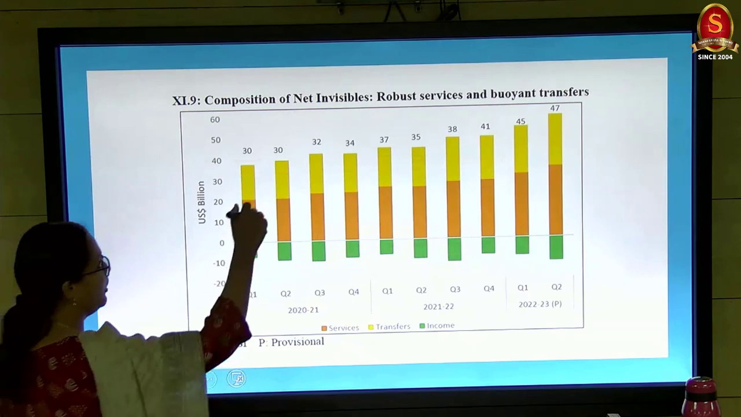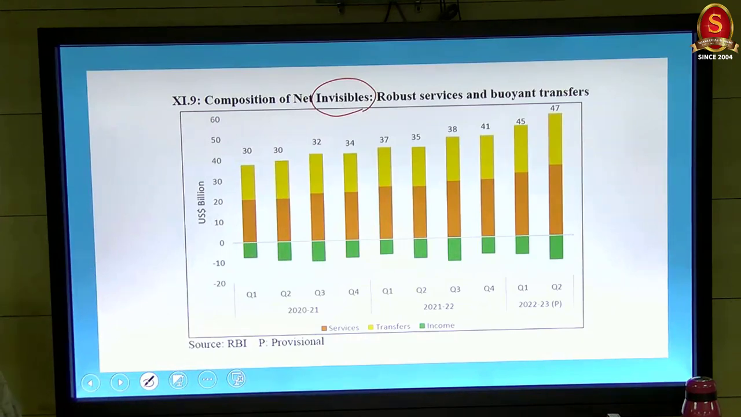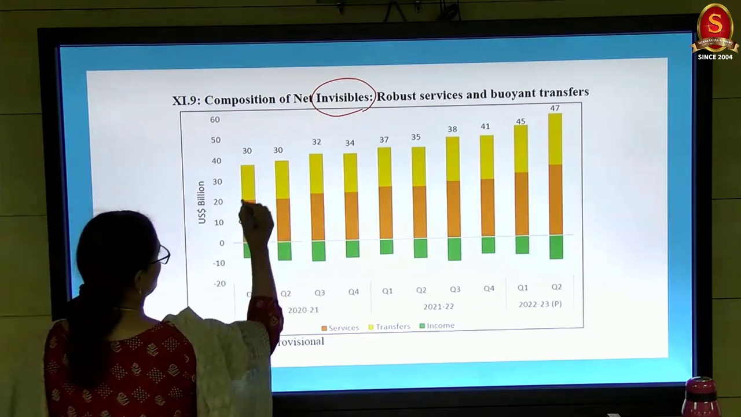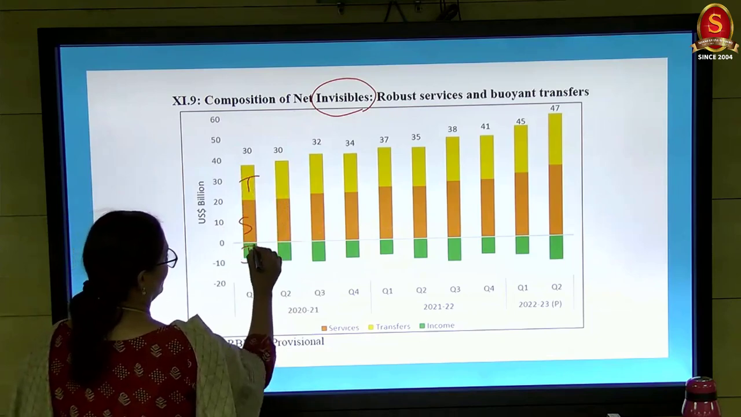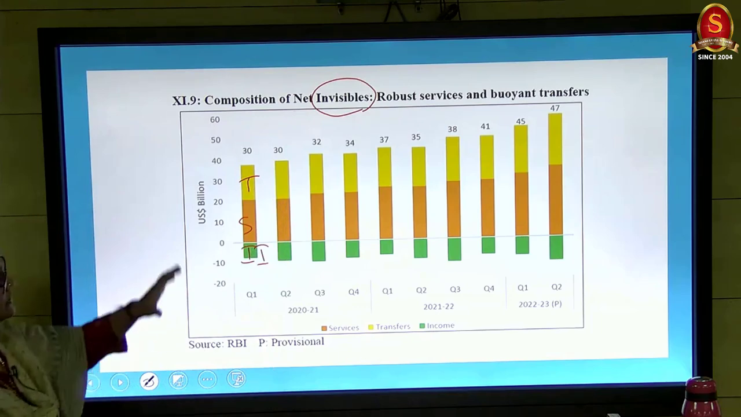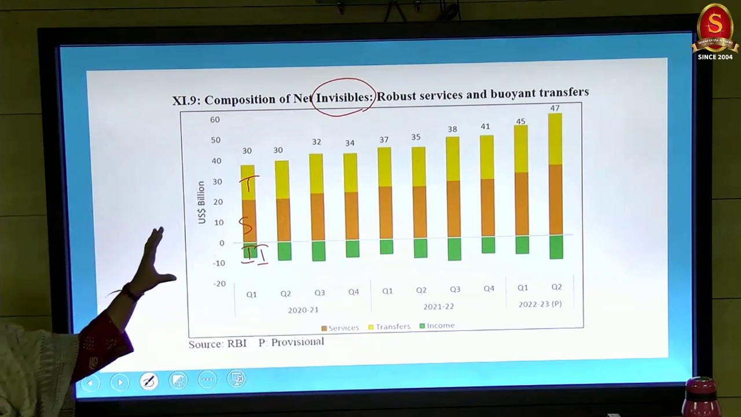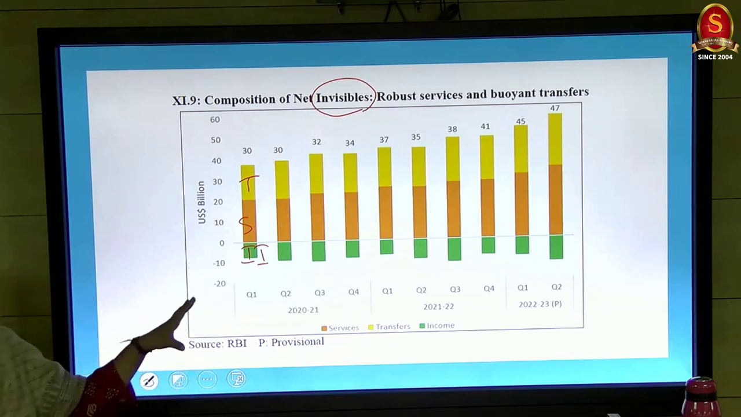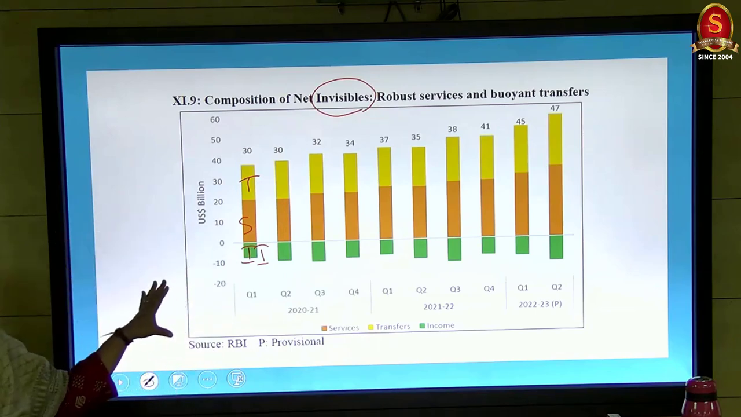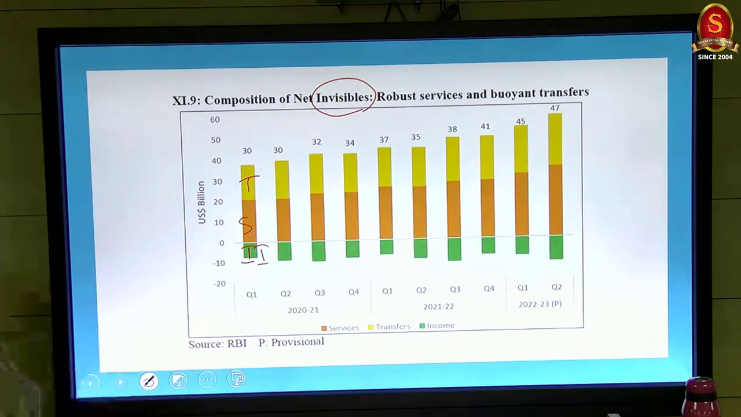Composition of net invisibles. Now you all know what we are talking about, is it not? We are talking about the services, and they have given the diagram without the trade in this. This is obviously the services. This is the transfers. This is the investment income. Right? So the positivity of the services account is being pulled down by the negativity of the investment income. Services as such may be vibrant, but your behavior in the capital account will have a say upon the current account, particularly your balance of invisibles, right?